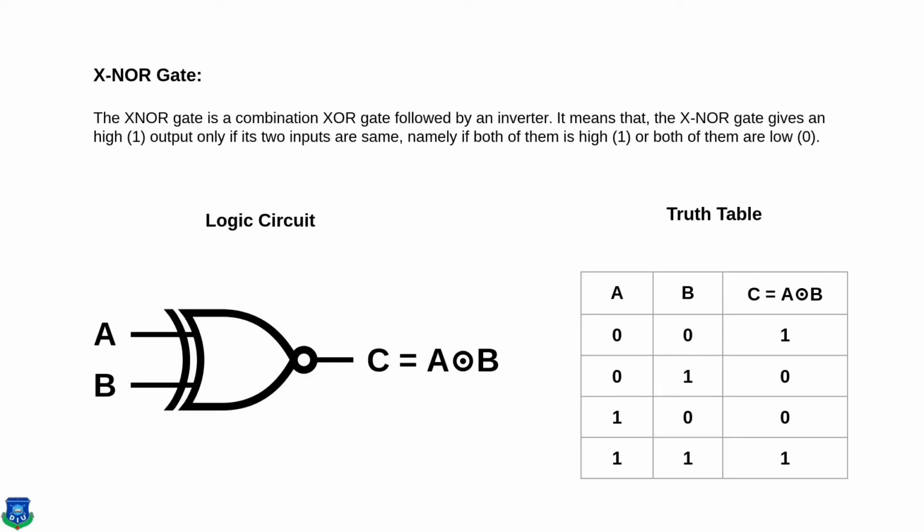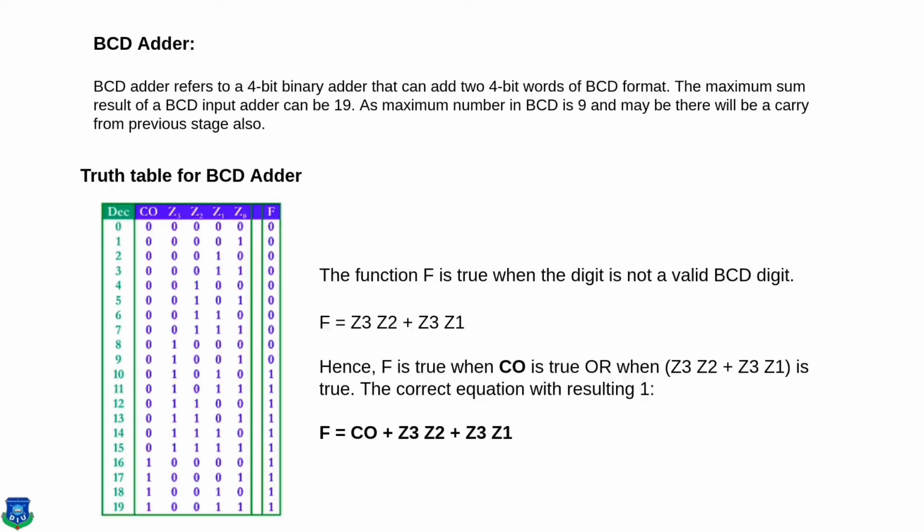Now I will discuss my second topic, BCD adder. What is a BCD adder? BCD adder refers to a 4-bit binary adder that can add two 4-bit words of BCD format. The maximum sum result of a BCD input adder can be 19. As maximum number in BCD is 9, maybe there will be a carry from previous stage also.